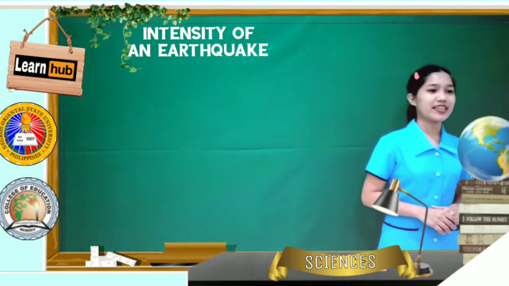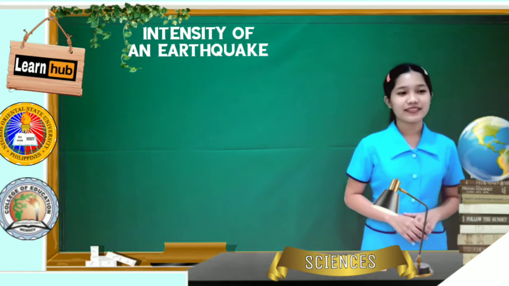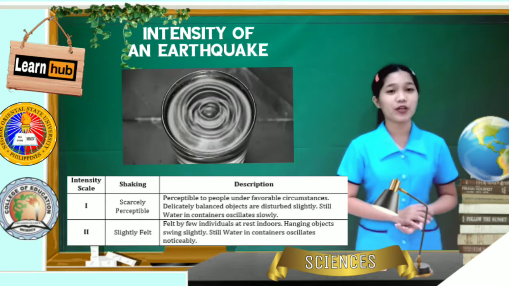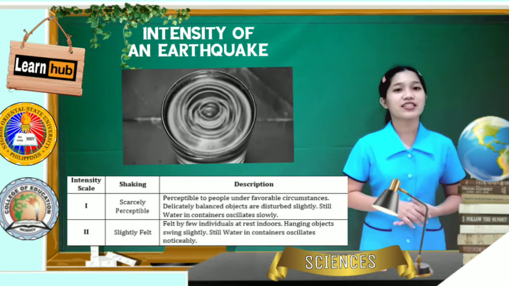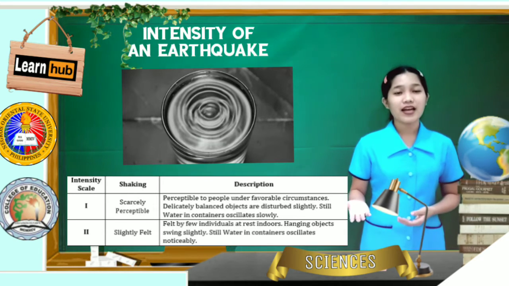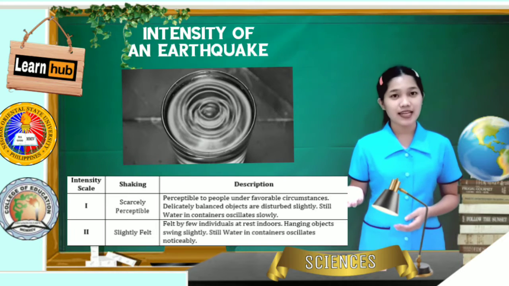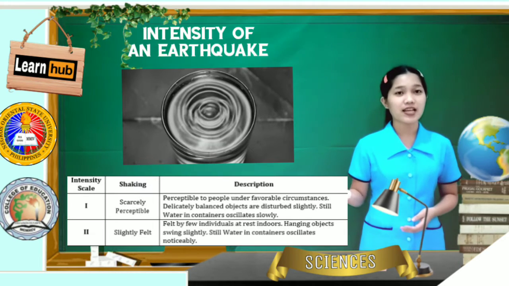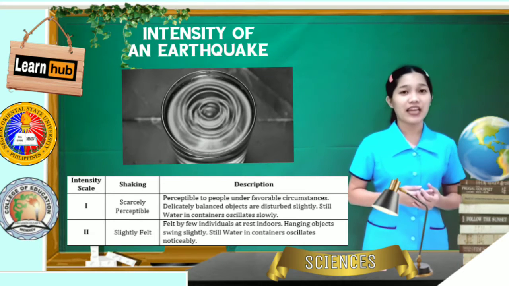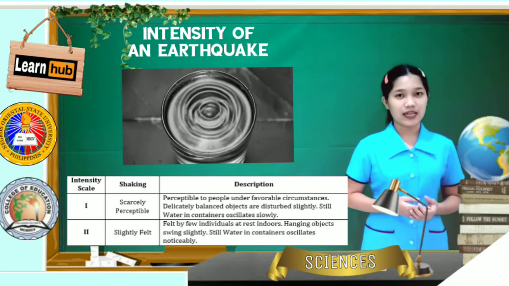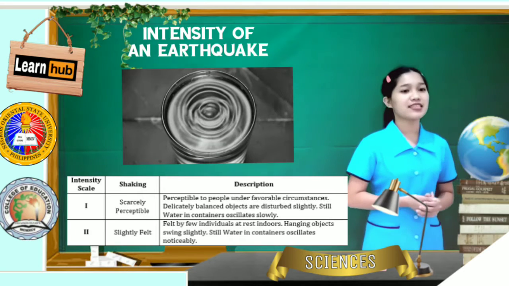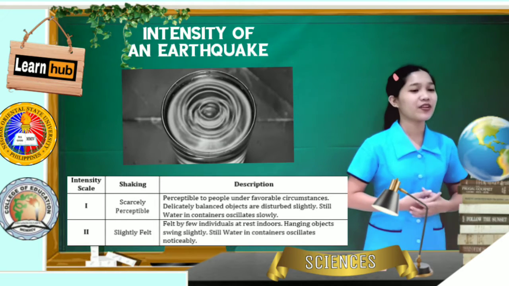Jana, please read intensity scale number 1. Okay, thank you, Jana. So in intensity scale number 1 of an earthquake, the shaking is scarcely perceptible. Perceptible to individuals under favorable circumstances, delicately balanced objects are slightly disturbed, and the water in containers oscillates slowly. So, do you understand? Okay, let's proceed to intensity scale number 2. Please read, Ruel.